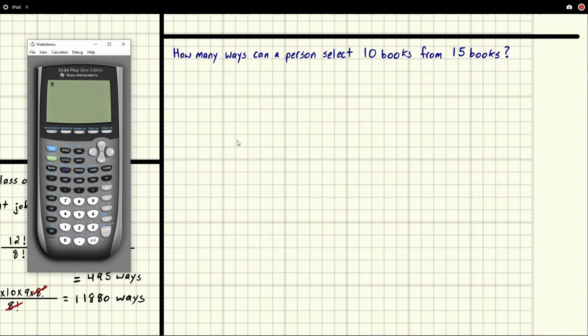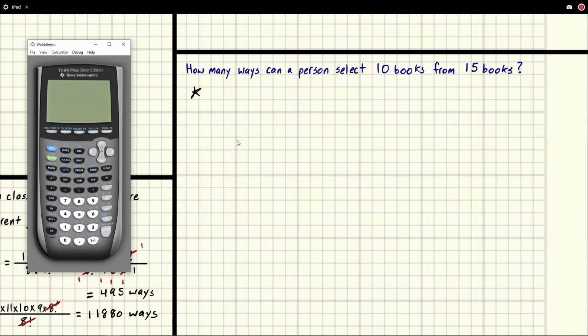Eric Burgess here. How many ways can a person select 10 books from 15 books? There's an important assumption we're going to make here too, and that is, maybe we should star this. That is, star: all books are different. And the reason we're doing this is because if they're not all different, then we think they would give us some sort of an indication that they aren't.